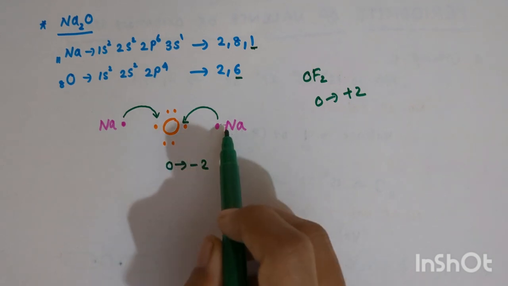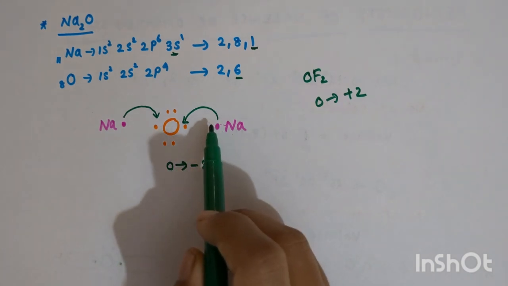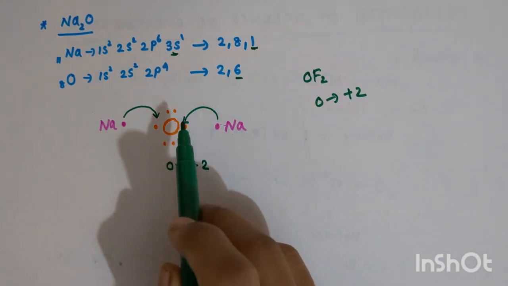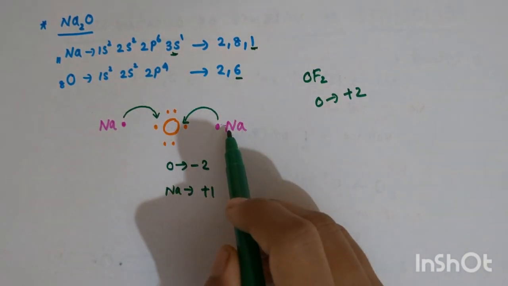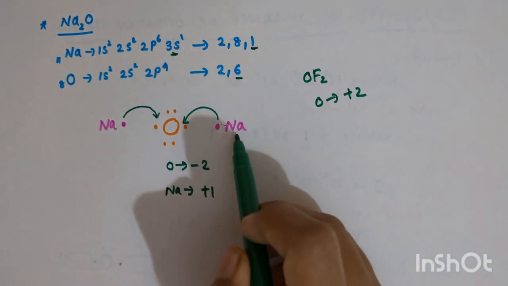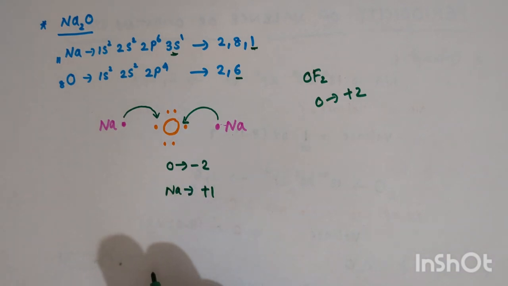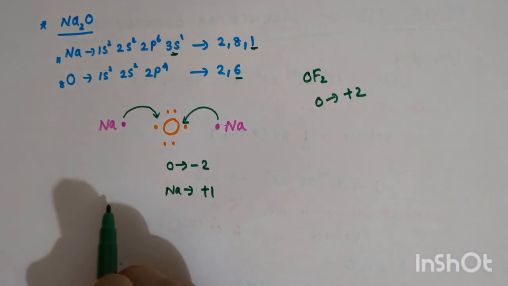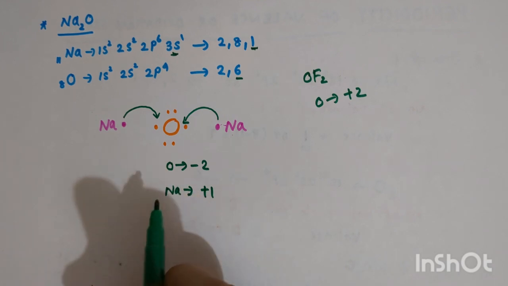Sodium, with electronic configuration 3s1, has one electron in the outermost orbital. It loses one electron to oxygen and shows an oxidation state of +1. Thus, the oxidation state of an element in a particular compound can be defined as the charge acquired by its atom on the basis of electronegative considerations from other atoms in the molecule.